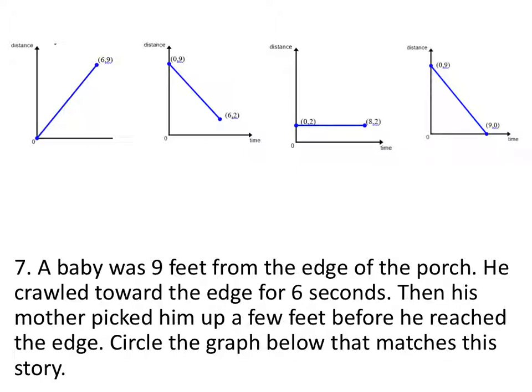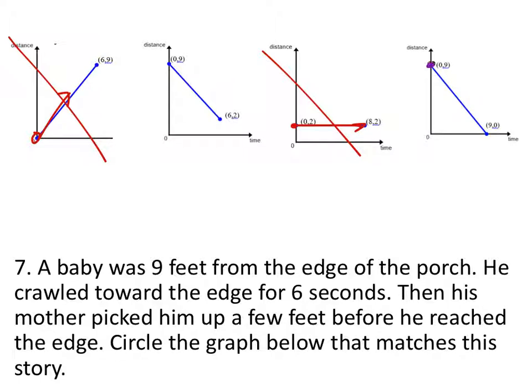If we were to analyze these, the y-axis represents distance and the x-axis represents time. This one indicates that the baby started at the edge and then moved away from it, so it can't be this one. This one indicates that the baby stayed essentially 2 feet away from the edge of the porch, which is no good.